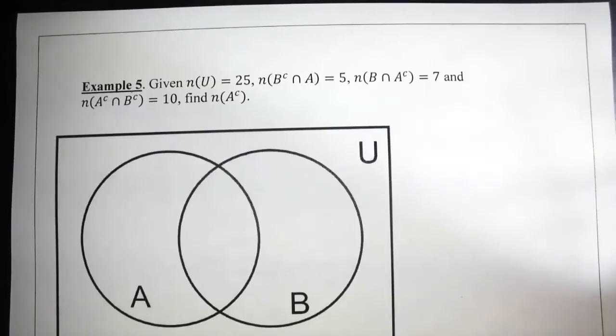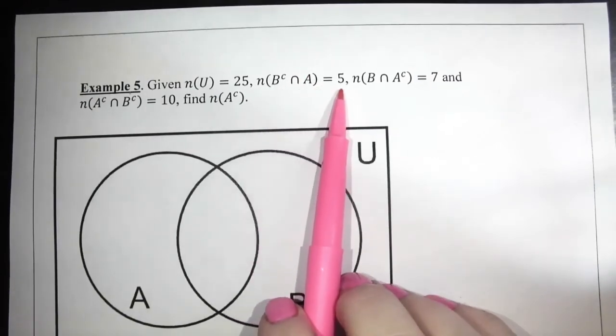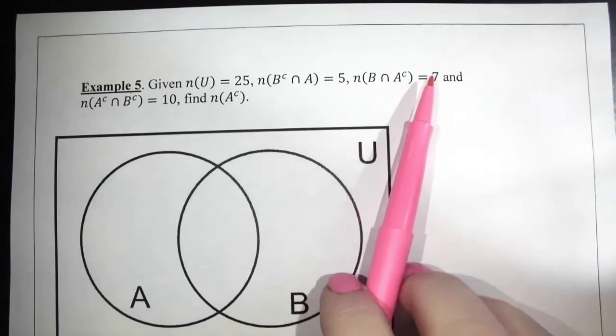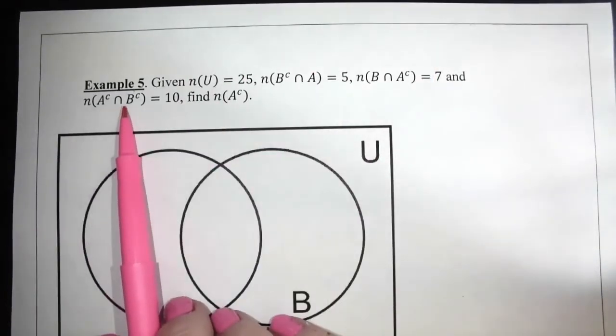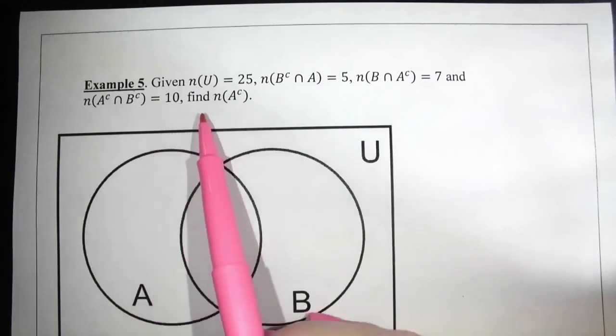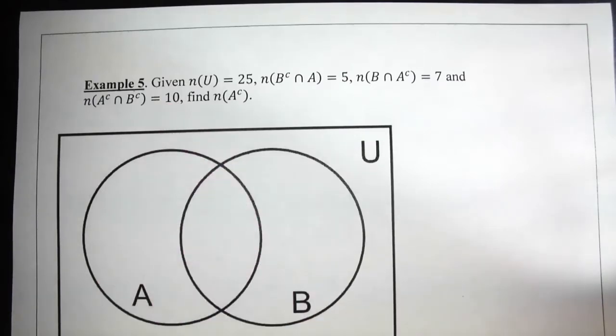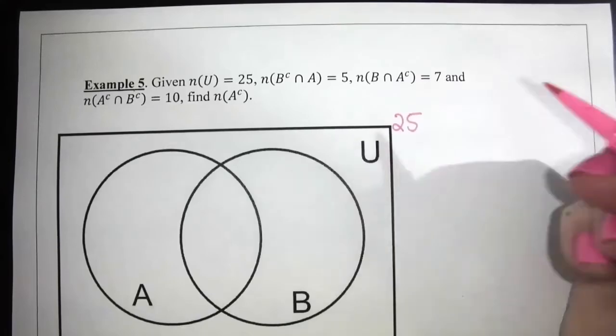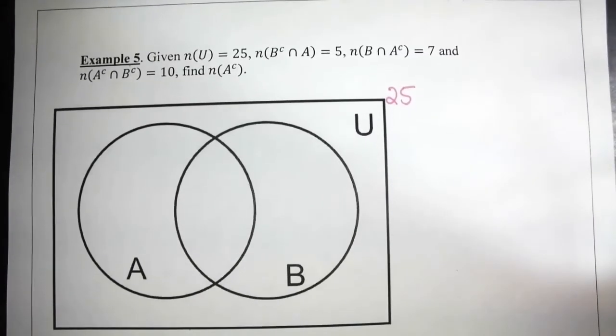So draw another Venn diagram here. We've got the number in U is 25. We've got B complement and A is 5. B and A complement is 7. And A complement and B complement is 10. So let's see if you can label these on your Venn diagram. What would your picture look like here? So our whole picture adds up to 25.